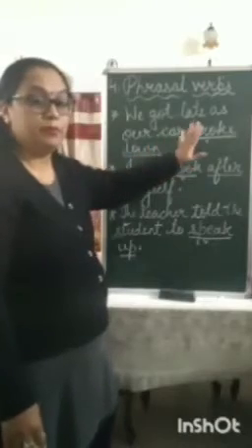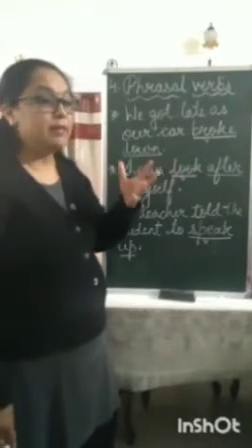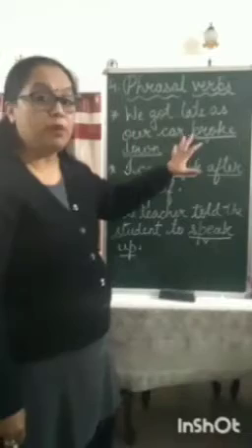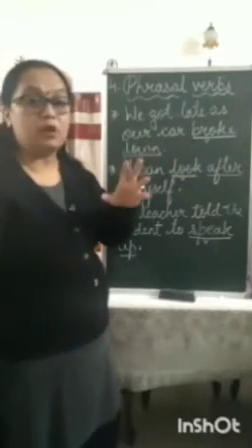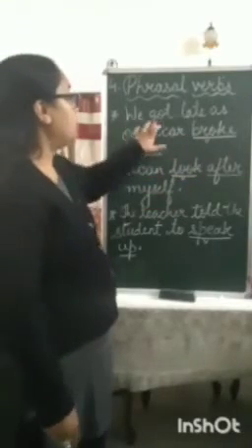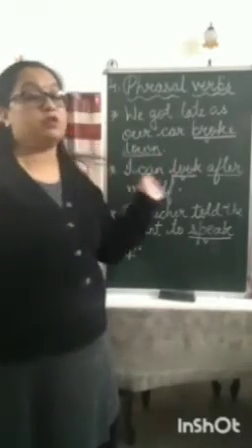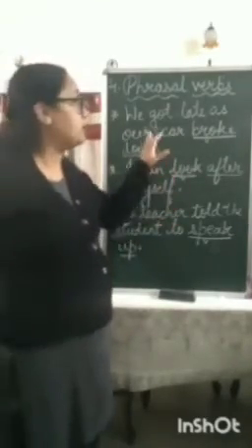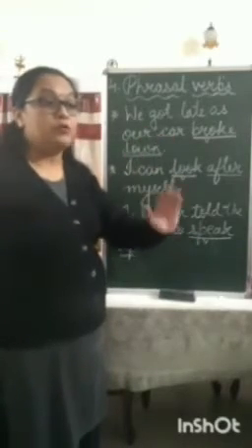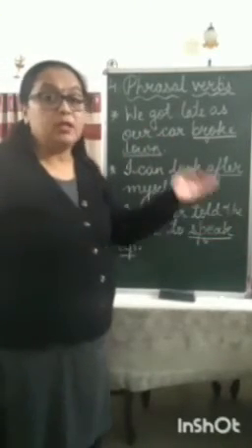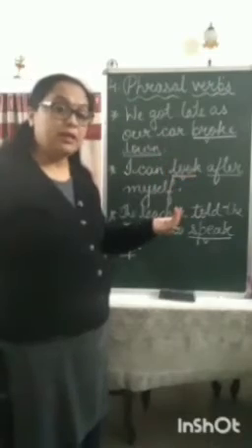Broke down. When we're saying broke down, it means it is not working properly, or there was some kind of malfunction. Like we got late as our car broke down. That means we got late because there was some sort of malfunction in our car and it was not working properly. So we could not travel any further in that car. As a result, we came late.